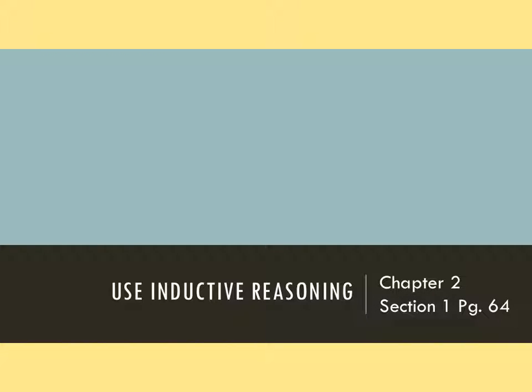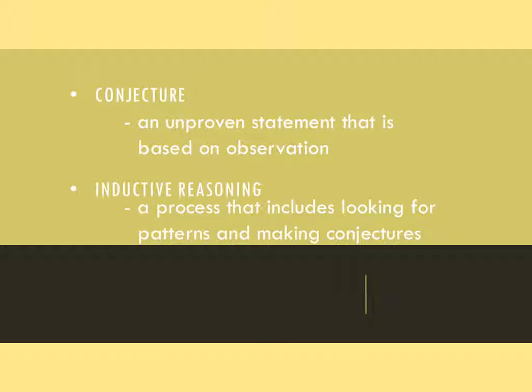So we're going to start with 2-1. Again, we're only going to do part of it. Really, we just need to learn some vocab. In 2-1, which is called inductive reasoning, we learned these two vocabulary terms, conjecture and inductive reasoning. A conjecture is an unproven statement that's based on an observation. And then inductive reasoning is a process that includes looking for patterns and making conjectures.